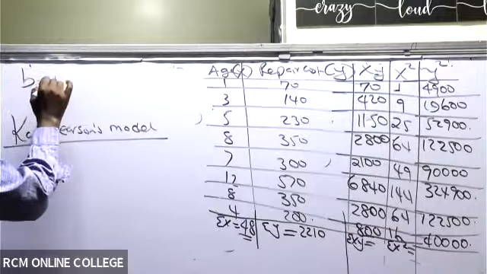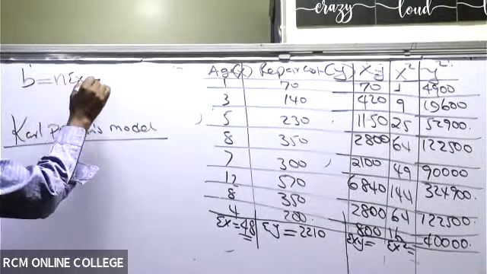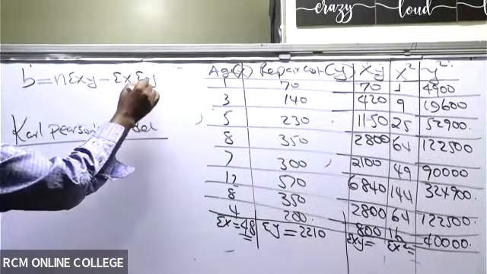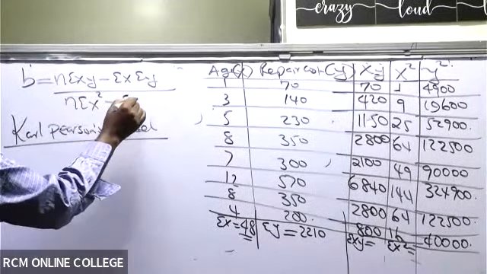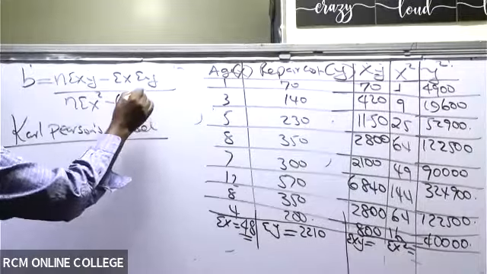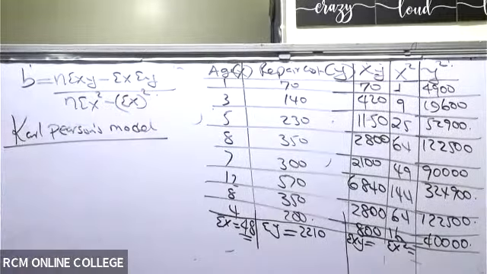To get B, we normally take n summations of x, y, minus sum of x, sum of y, all over n sum of x squared minus, in bracket, sum of x squared. That is the formula for getting B.